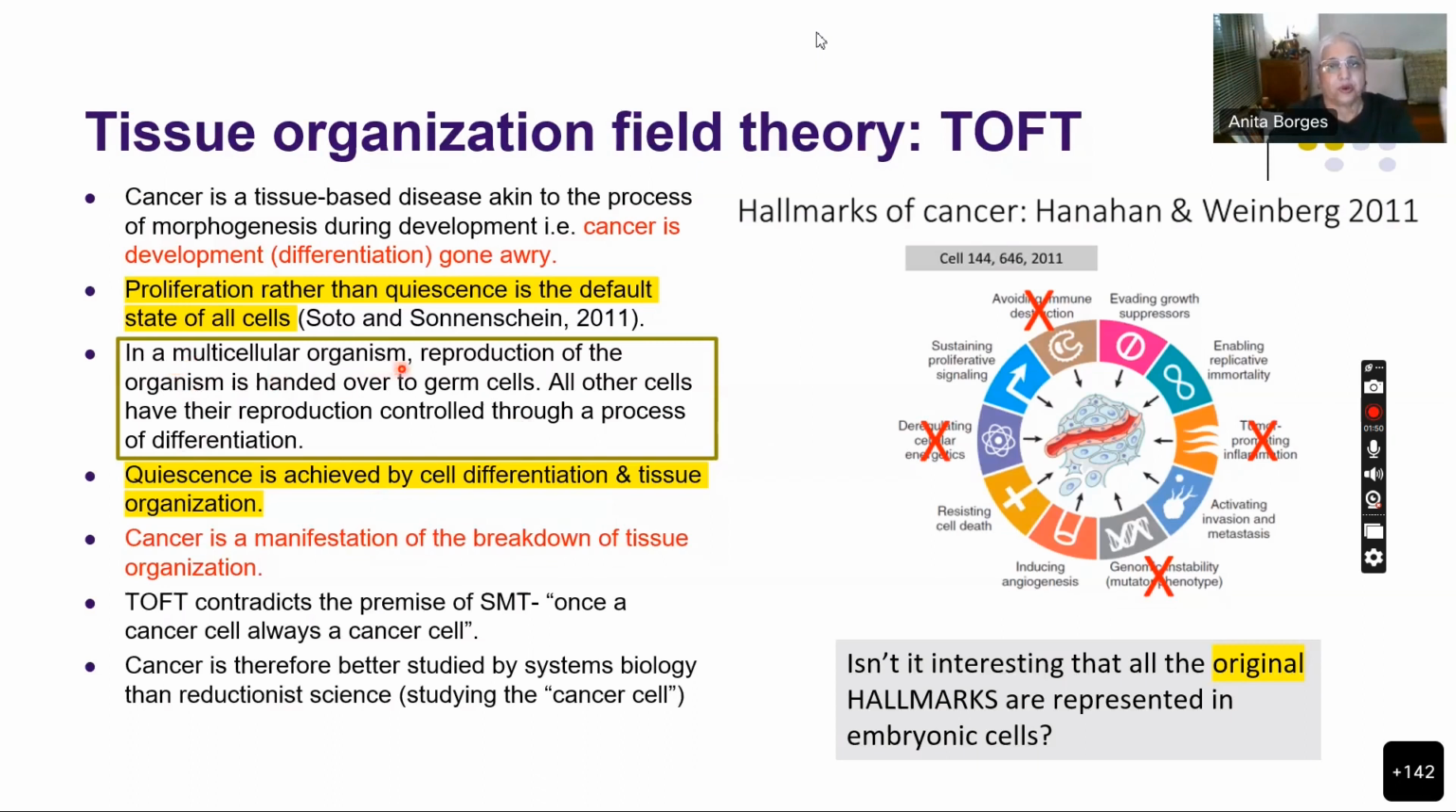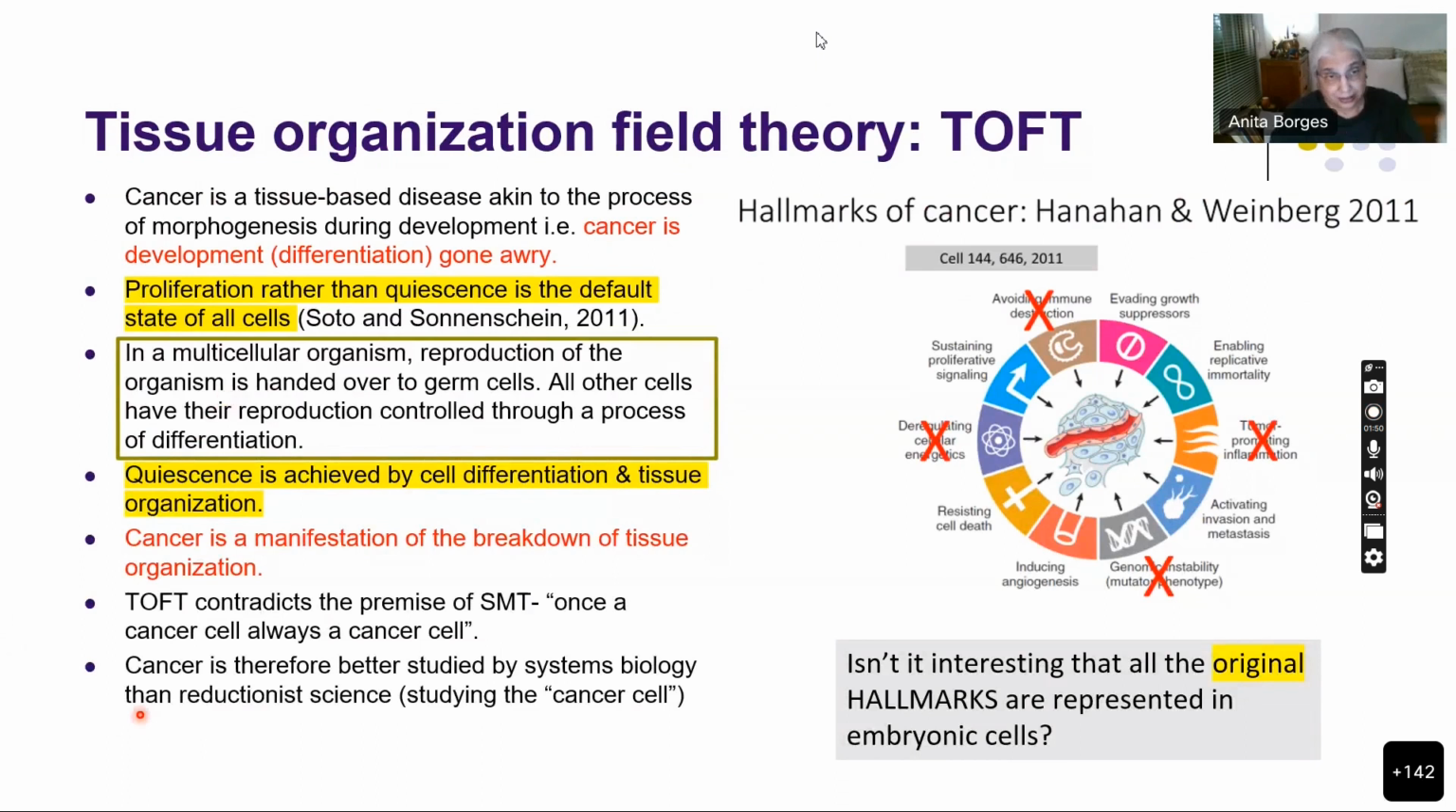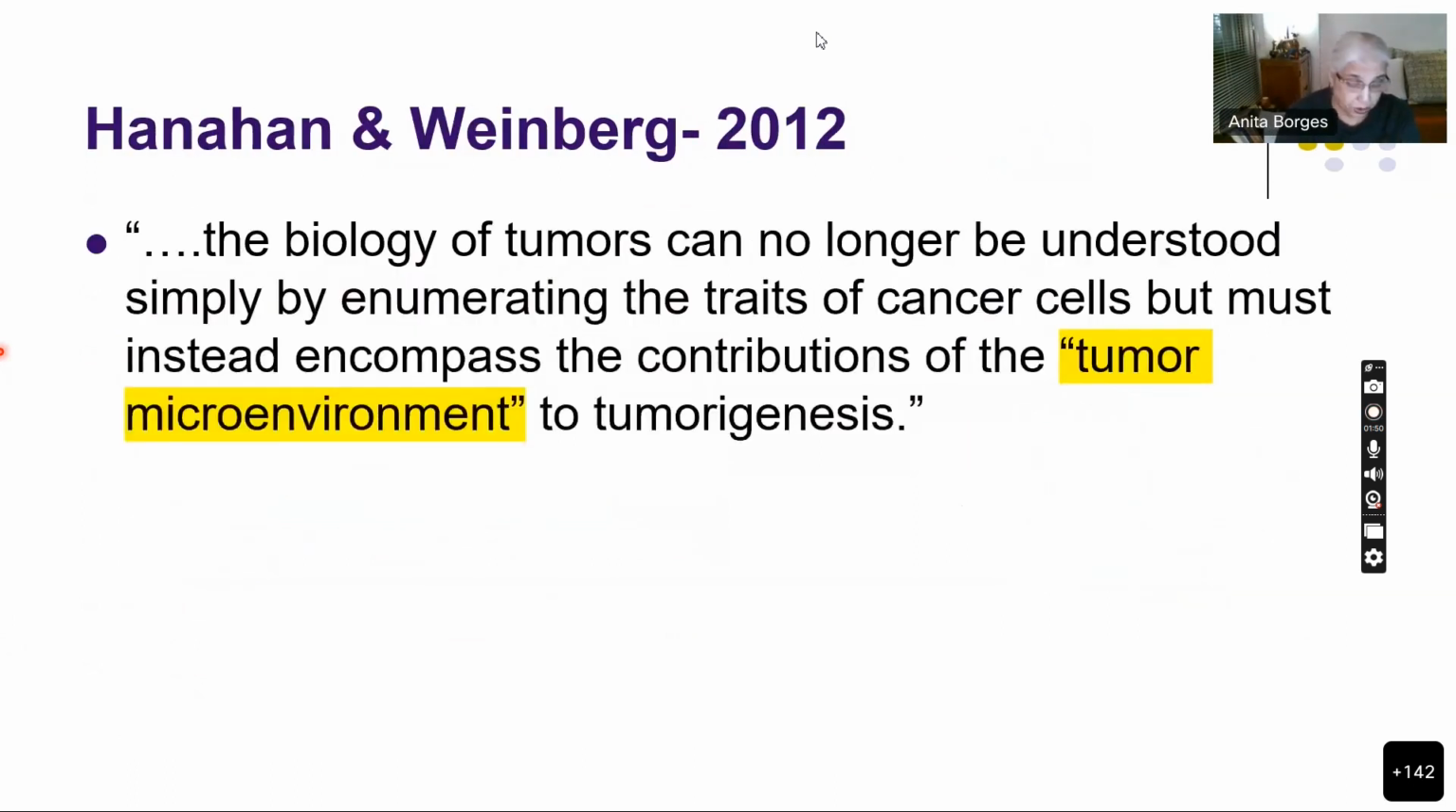In a multicellular organism, reproduction of the organism is handed over to germ cells, right? All other cells have their reproduction controlled through a process of differentiation. But if you go to a sponge, for instance, every cell in the sponge is able to grow, and it is not differentiated. But multicellular organisms like us have done this, and they believe that cancer is better studied by systems biology rather than this reductionist science of just studying the cancer cell. Okay?